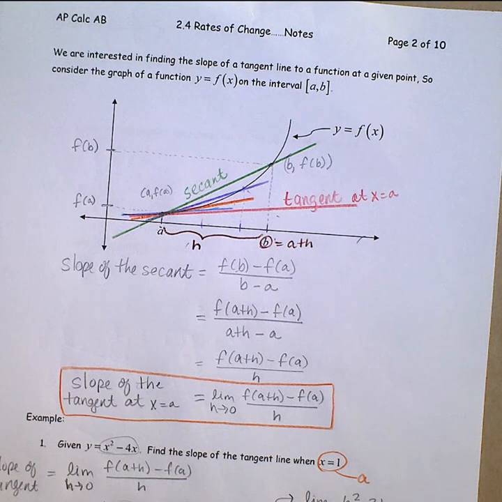Because that's the goal of this, is to find the slope of the tangent line. So I wanted you to see that initially the secant line, which we could find the slope of, was not the same as the tangent line. But if I made the distance between these 2 points get smaller and smaller, the slope of the secant gradually got closer and closer to the slope of the tangent line. So that was our goal, to find the slope of the tangent line. Does that make sense? Yeah?